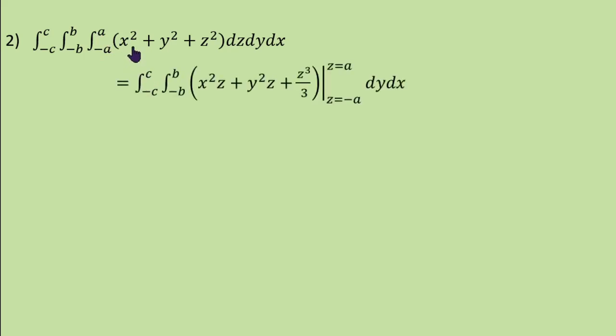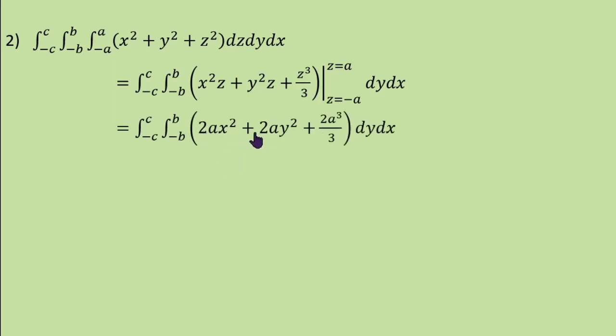Since x square is constant, its integral is x square z, plus y square is constant, so y square z, plus z cube by 3. The limit is z varies from minus a to a. Upper limit of z is a, a minus minus a is 2a, and hence this value is 2a x square, 2a y square, and a cube minus minus a cube, so it becomes 2a cube by 3. So 2a x square plus 2a y square plus 2a cube by 3.